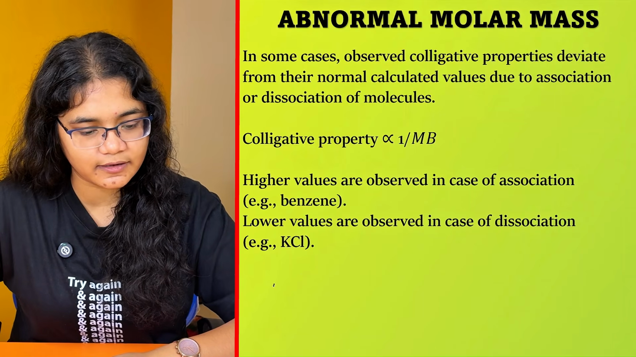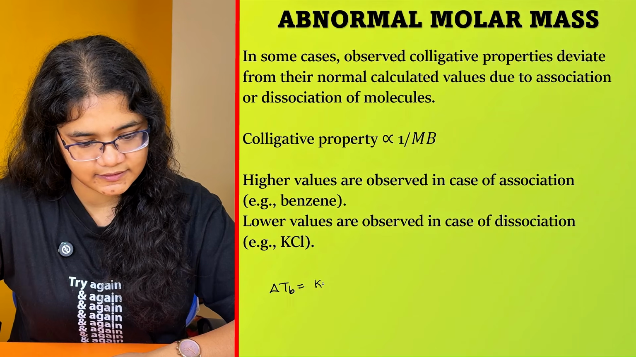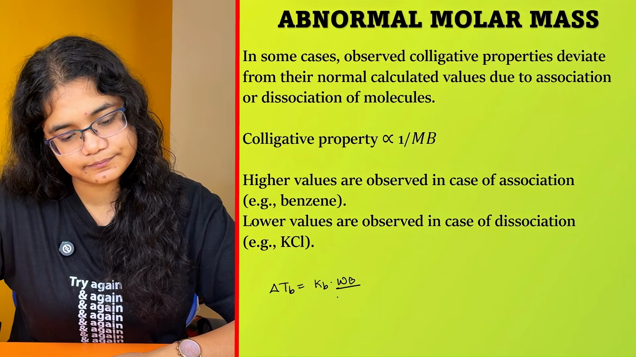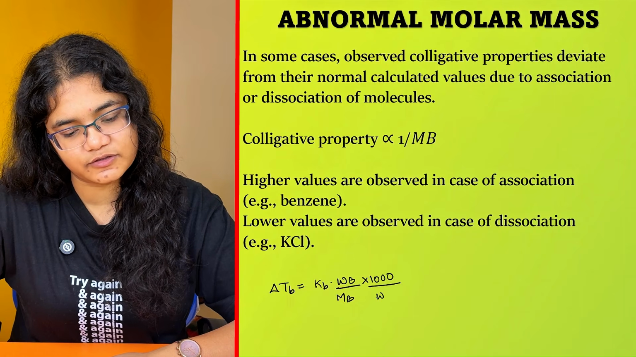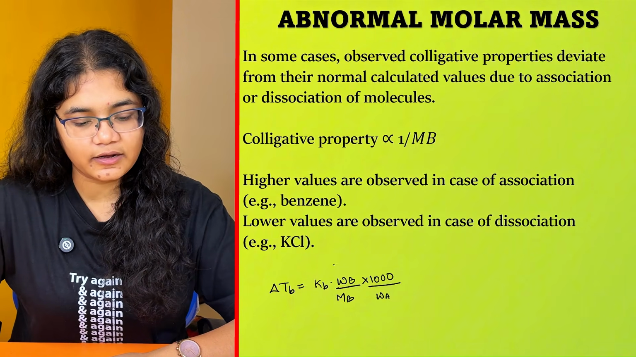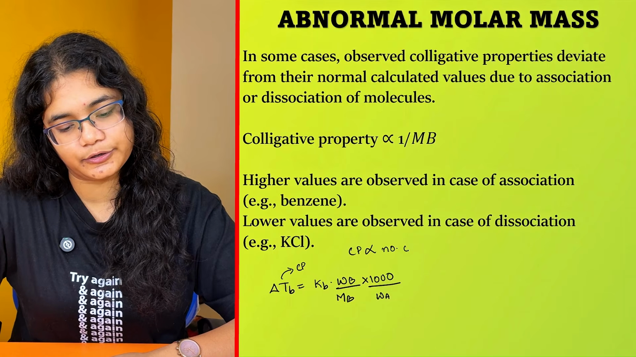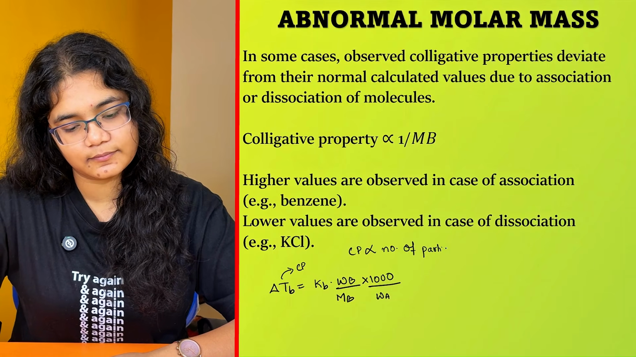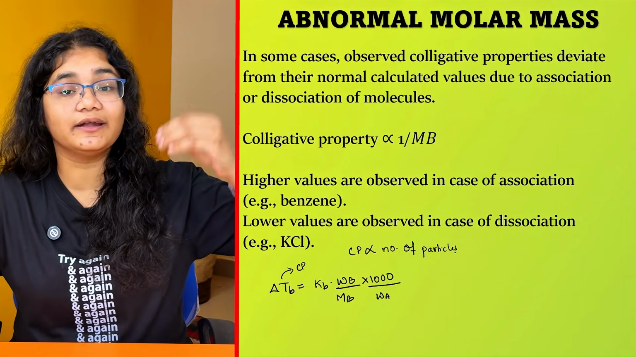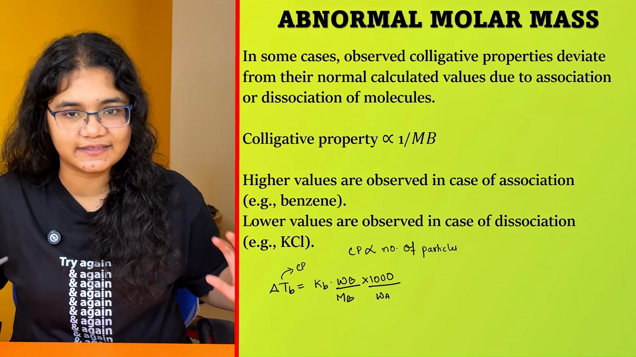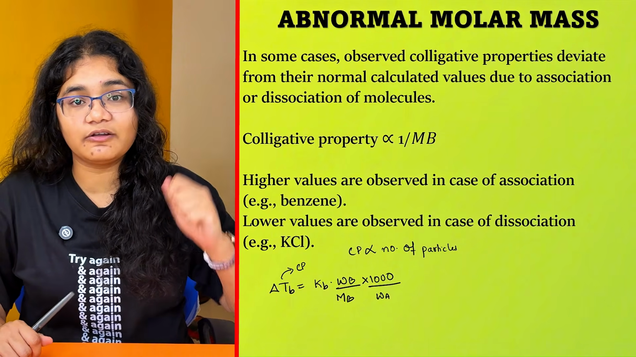Now see, for any colligative property, delta TB is equal to Kb into m. So for example, that is equal to Kb into given mass by molar mass into 1000 by mass of the solvent, right? And we know that this delta TB is a colligative property, and colligative property is proportional to the number of particles. Now what happens? Suppose any solute that you have added is undergoing dissociation, meaning it is breaking. For example, KCl. If you add KCl, what will happen? KCl will dissociate to give you K plus and Cl minus. So the number of particles has increased.